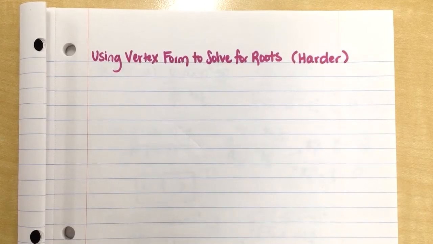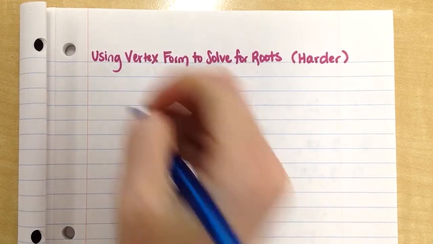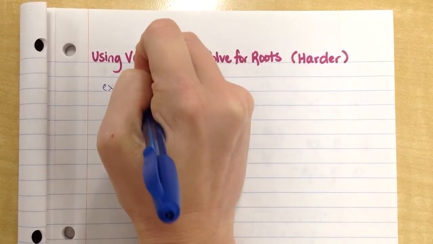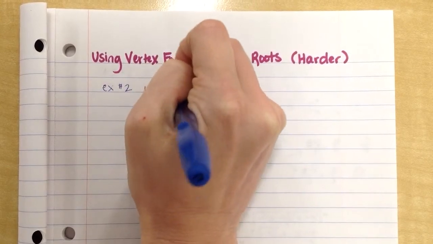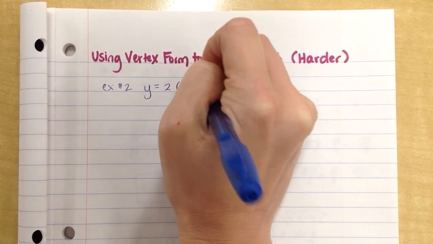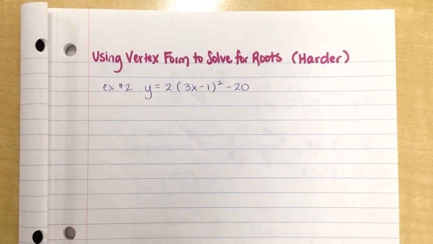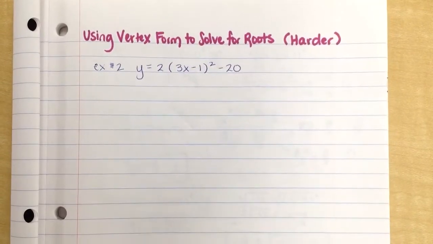Okay, so now we're going to level up a little bit and do a slightly more challenging problem. Example number 2. y equals 2 parentheses 3x minus 1 quantity squared minus 20 as the outside k value.